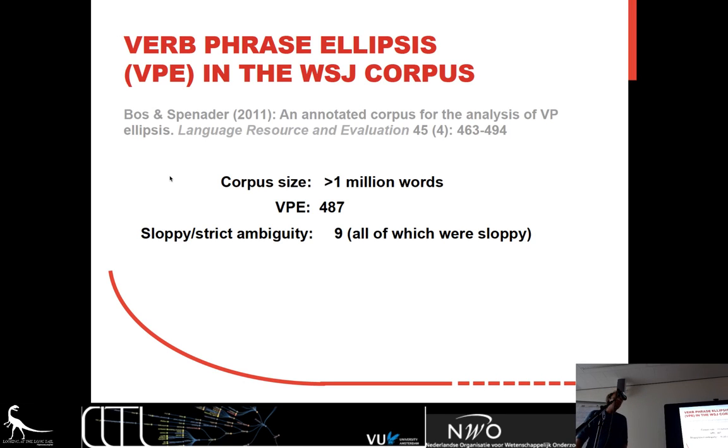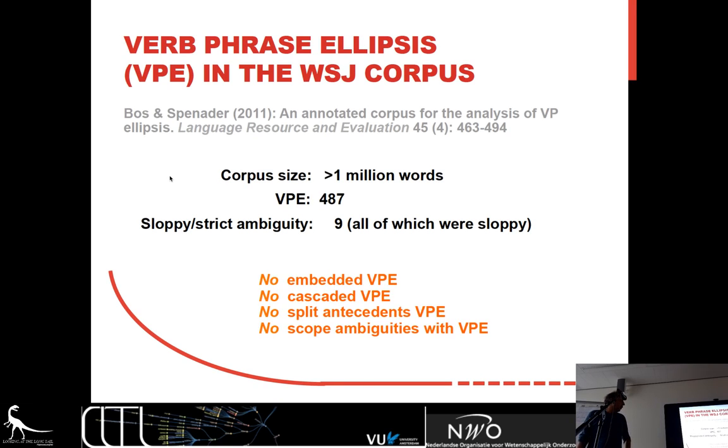So we did that. A 1 million word corpus. We got 487 VP ellipses. It's not bad. Only 9 of them had a potential sloppy strict interpretation. Potential, because they were all sloppy. So I thought, okay, my computer program is basically useless, right? I mean, it won't affect the F-score on anything, right? And then I looked at the other phenomena. No embedded VPE, no cascaded VPE, no split antecedent VPE, nada, niente, no scope ambiguity within the VPE. And it was in a way sad, but in a way it also taught me something: the long tail is very long.